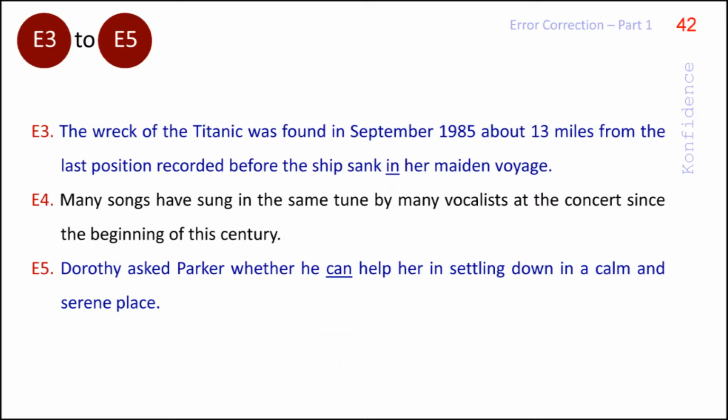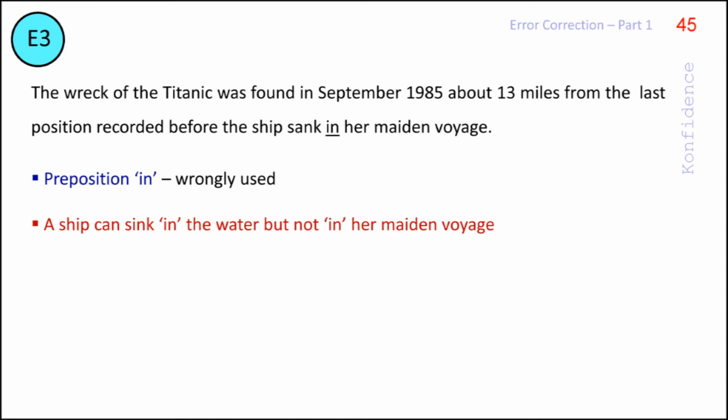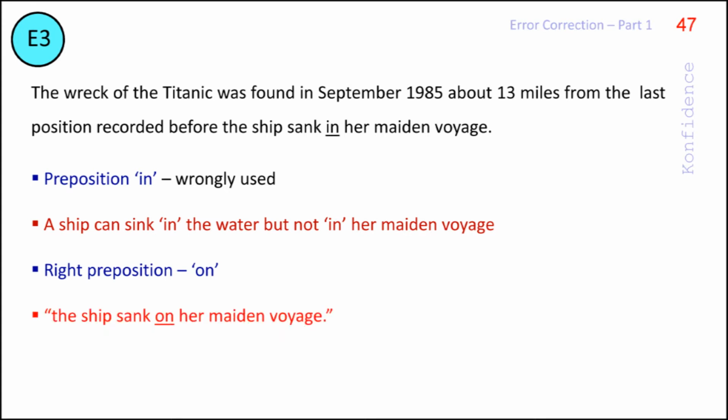Now refer to the three examples E3 to E5. In the third example, E3, you can see an underlined word, in. It is a preposition and it is wrongly used here. A ship can sink in the water, but not in her maiden voyage. The right preposition is on. It should be, the ship sank on her maiden voyage.